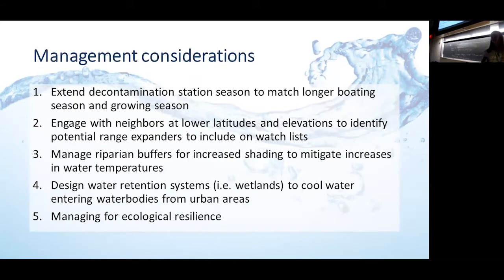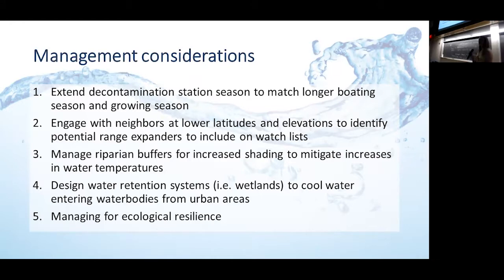And so then we have some management considerations. Again, we're still learning a lot about invasive species, aquatic systems, and climate change, but one consideration is to extend decontamination station seasons, both to match the longer boating season as well as that longer growing season for these invasives. Also, engage with neighbors at lower latitudes and elevations to help identify species to put on watch lists.